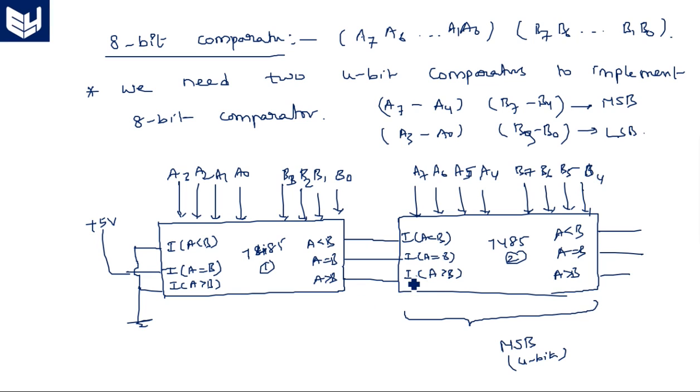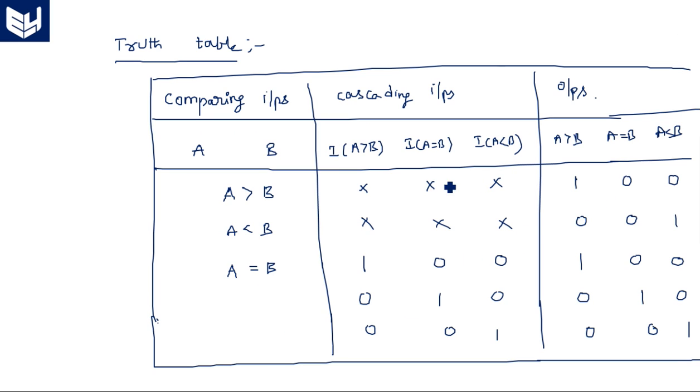Okay. Now if we declare that A is greater than B in the MSB, then we can directly say that it is A greater than B without checking the cascaded inputs. That is what the truth table says. If A is greater than B in the comparing stage, we don't need to worry about the cascading inputs. Directly we can declare that A is greater than B. And similarly, when A is less than B, then irrespective of the current states, we can directly declare the output as A less than B.